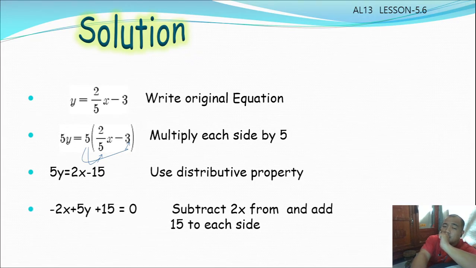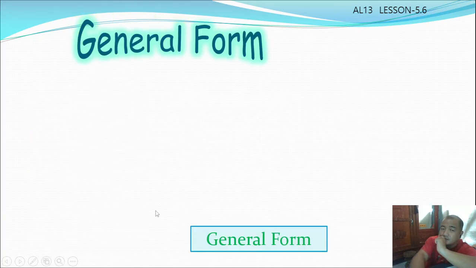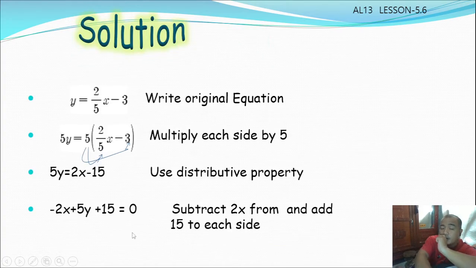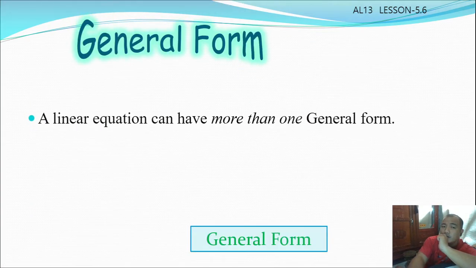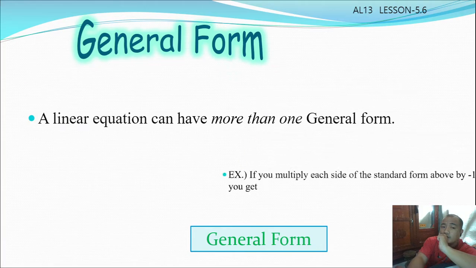Then transpose, or subtract 2x from and add 15 to each side. In short, transpose 2x minus 15 to the left side of the equation. So it becomes negative 2x plus 5y plus 15 equals 0. Or you can multiply this by negative 1, so it becomes 2x minus 5y minus 15 equals 0. They're just the same. So a linear equation can have more than one general form.